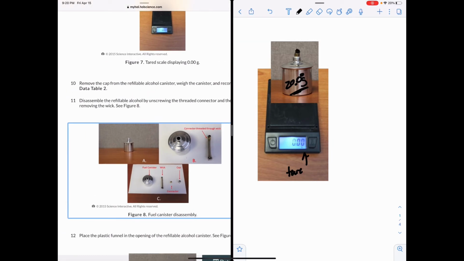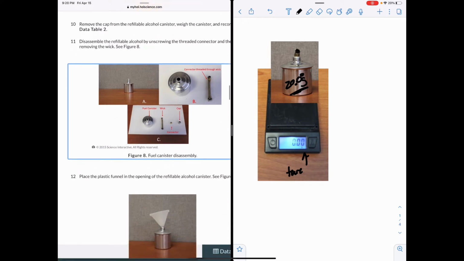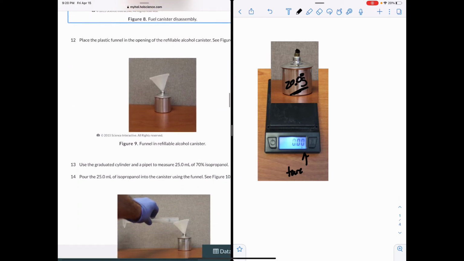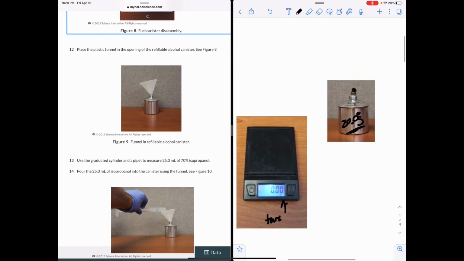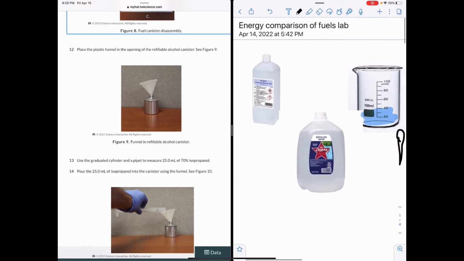Okay, now you can take that stuff back out because you're going to fill it up. So you're going to use your plastic funnel in the opening. And you're not just going to pour it in. You're going to actually need the exact measurement of it. So let me move this out of the way. I'm going to come over here to our graduated cylinder again.